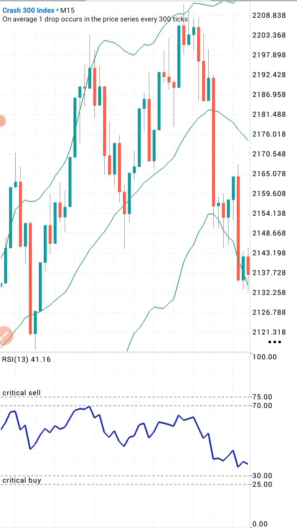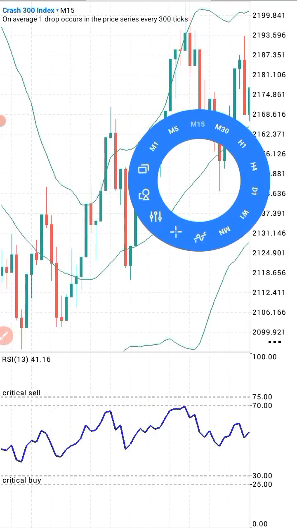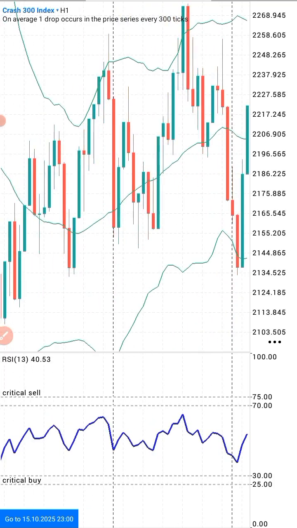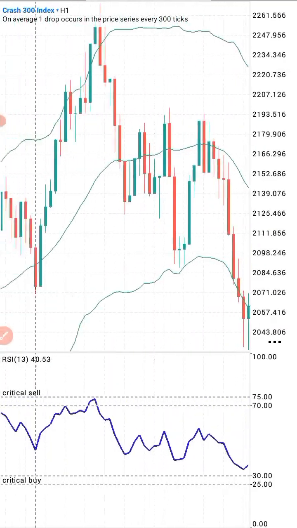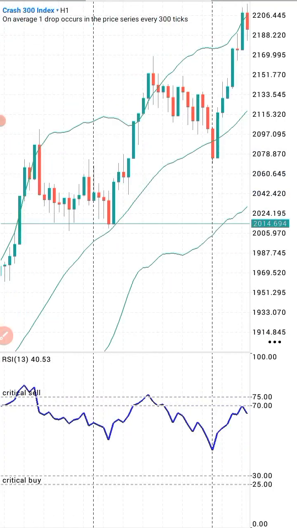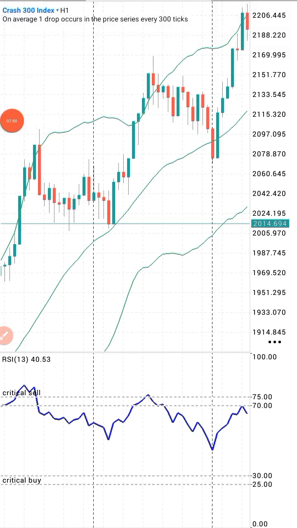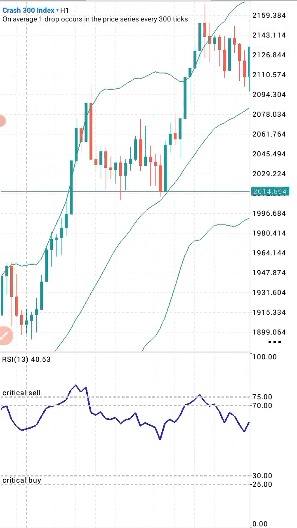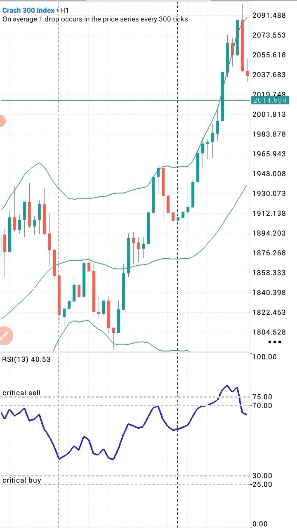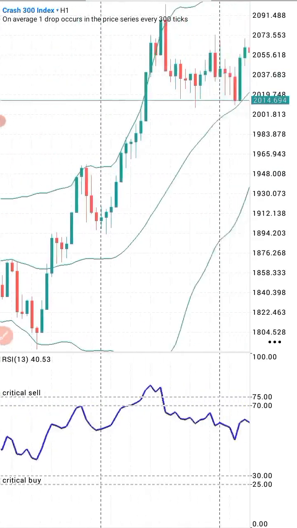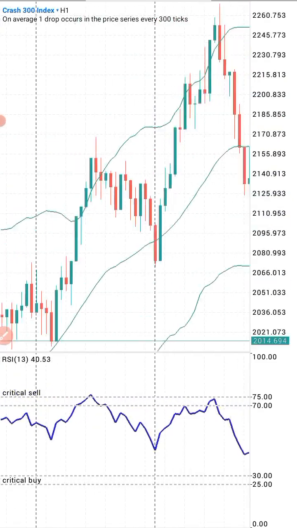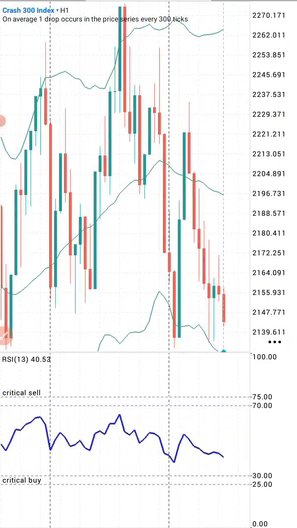Now look at how this happened. Let me take it back to the higher time frame when we're buying. Look at how it is. So sorry, there was an obstruction. Look at how perfect it is. It serves as boundaries. Once it reaches it, it reverses.